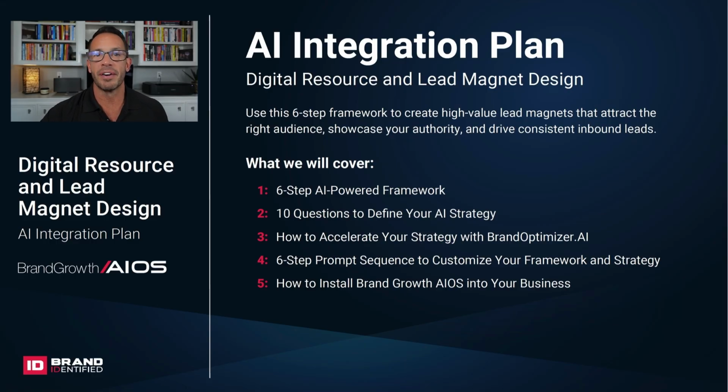So this is what we'll cover today. So first off, we're going to go through that 6-step AI-powered framework. Then I'm going to help you answer the 10 questions that you must answer and define for your AI strategy. Then I will show you how to accelerate your strategy with the custom GPT BrandOptimizer.ai. Then I'm going to walk you through a 6-step AI prompt sequence to customize your framework and your strategy specifically for your business, also using that custom GPT BrandOptimizer.ai. And then finally, I will show you how to install Brand Growth AIOS into your business.